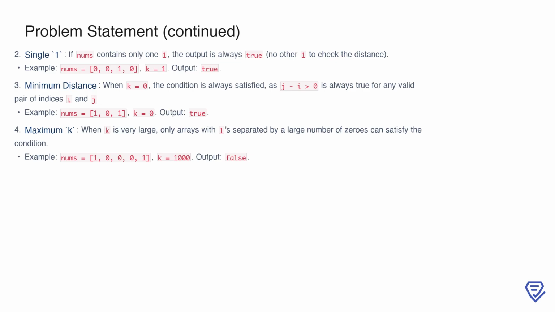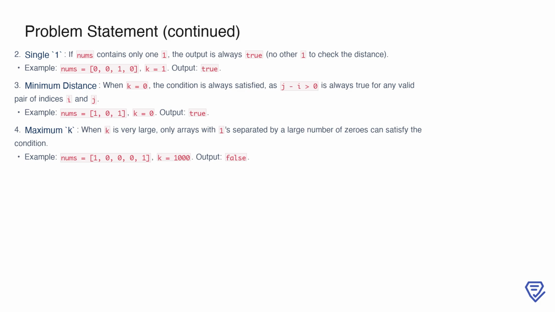Finally, let's discuss some edge cases. If the array nums contains no 1's at all, the condition is trivially satisfied, and the output is always true. For example, if nums equals 0, 0, 0, and k equals 3, there are no 1's to violate the condition. Similarly, if the array contains only a single 1, the output is also always true, as there are no other 1's to compare distances with.